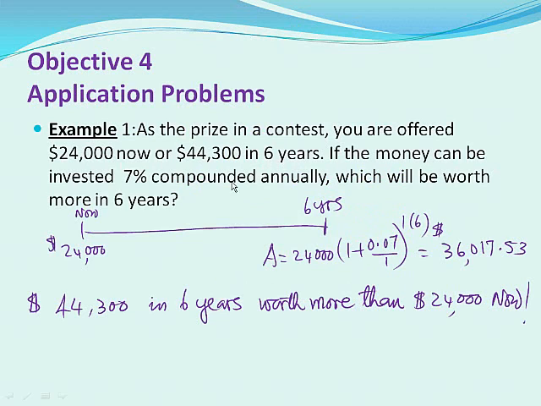Some application problems. As the prize in a contest, you are offered $24,000 now or $44,300 in 6 years. If the money can be invested at 7% compounded annually, which will be worth more in 6 years? We are comparing two offers. Let's see what $24,000 will grow to in 6 years. So we need to use the compound interest formula. 24,000 multiplied with the annual rate of 7%, compounded annually, means m value is 1. So when we substitute in the formula, we get $36,017.53. If we take the other offer, we will get $44,300.